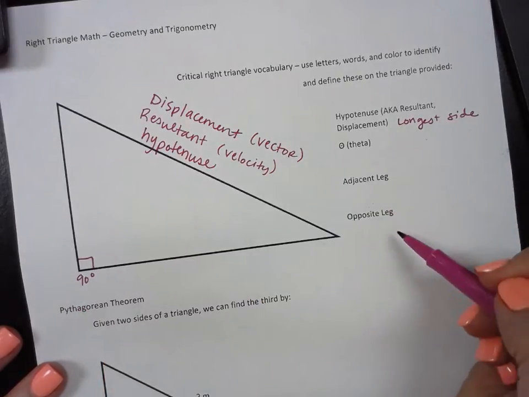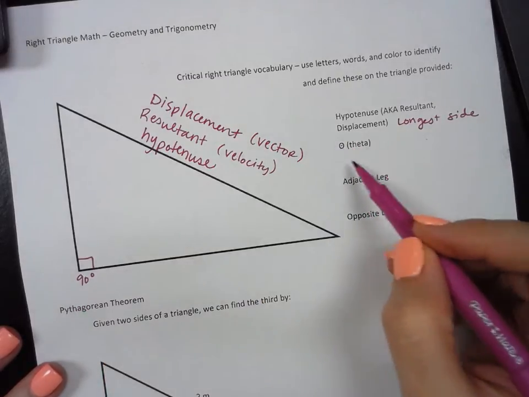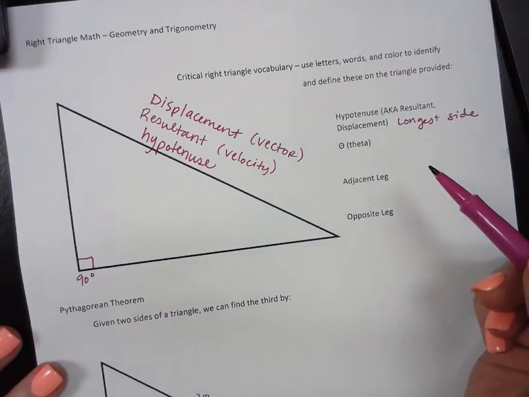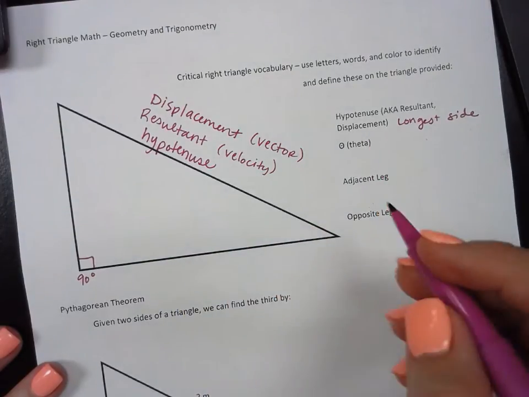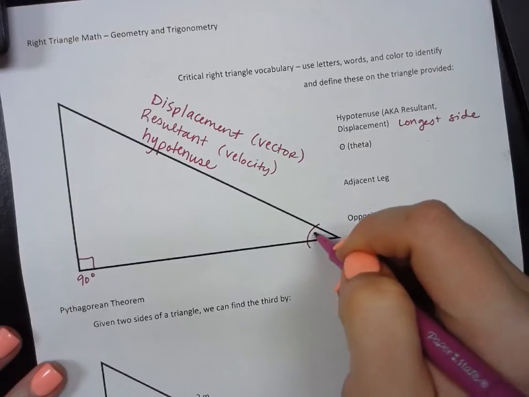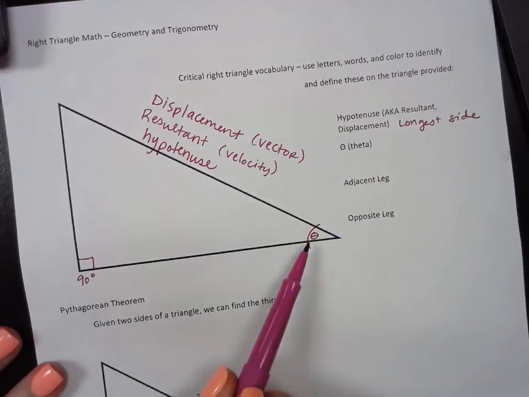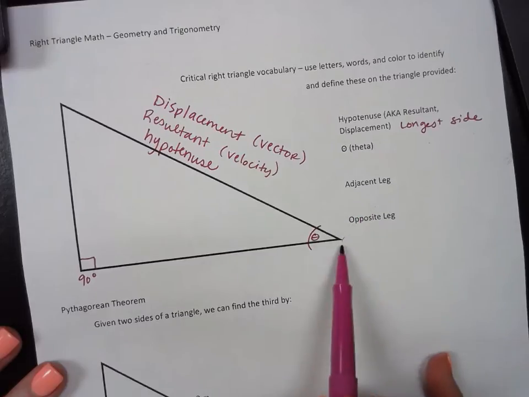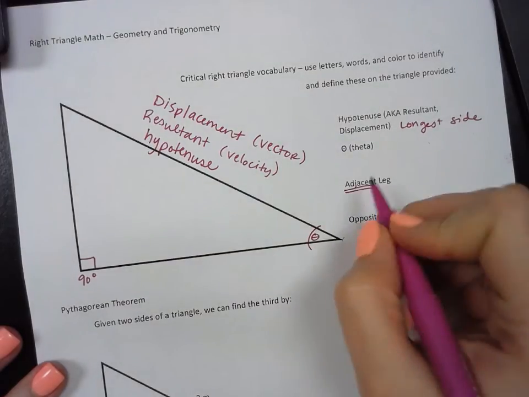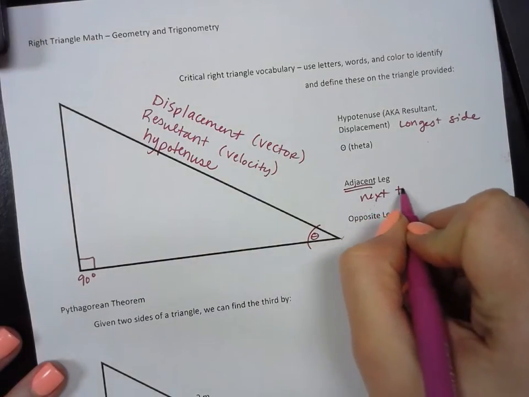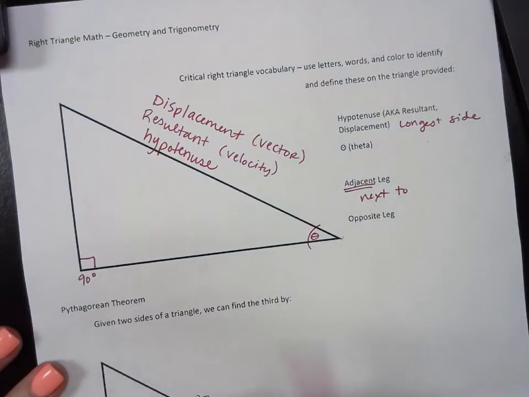The adjacent leg and the opposite leg have to be defined based on whichever one of our other remaining angles that we're going to be looking for. So let's say that I want to look for this angle. I want to know what that one is. So now based on that angle, I have to think about which one is my adjacent and which one is my opposite. The word adjacent means next to, okay? Then of course opposite means across or away.